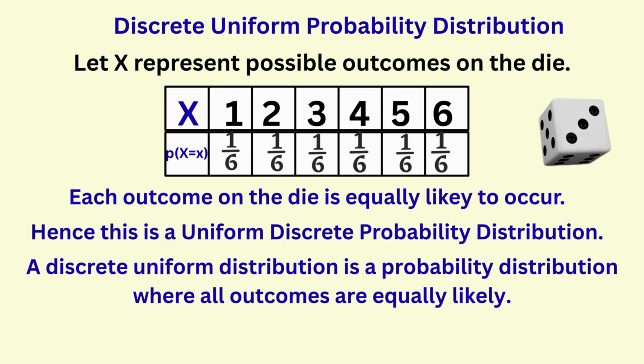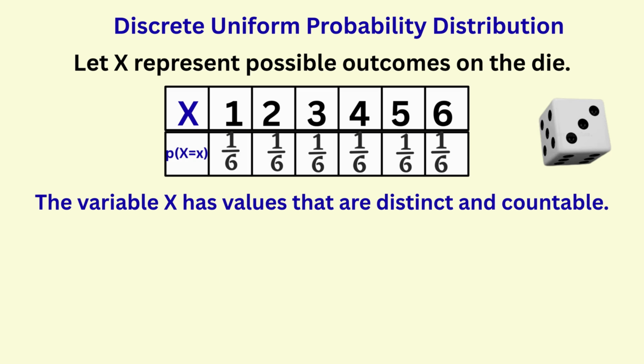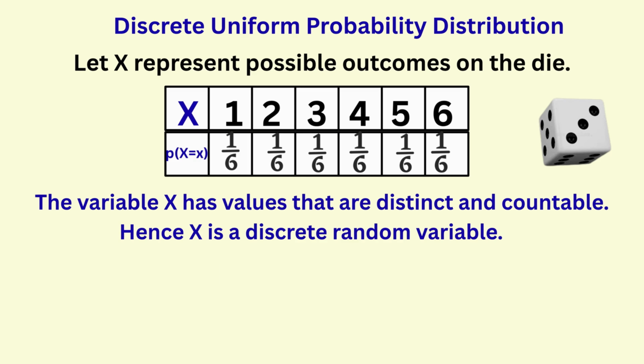A discrete uniform distribution is a probability distribution where all outcomes are equally likely, and the values the variable can take are distinct and countable. In this case, we can let the discrete random variable x represent the possible outcomes on the die. On the die, we can count 6 distinct possible outcomes, with each outcome having a 1/6 chance of occurring.